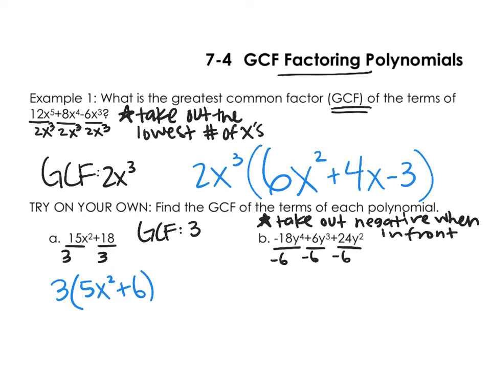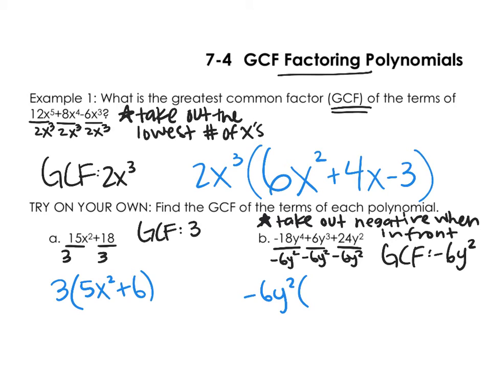Then I want to look for how many y's I can take out. So I'm looking for my lowest amount of y's. So that would be a y to the second. So I'm going to divide all of these by y squared. So my GCF in this, my greatest common factor that I can divide out, is negative 6y squared. Okay, so let's put that GCF out front and let's see what we are left with.